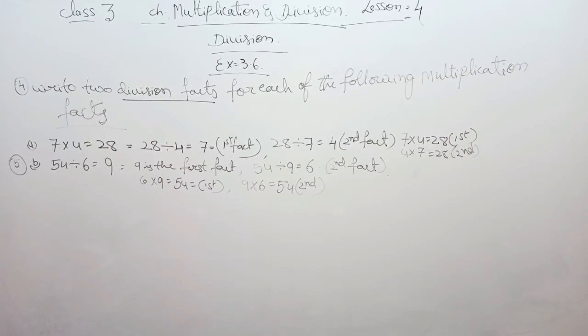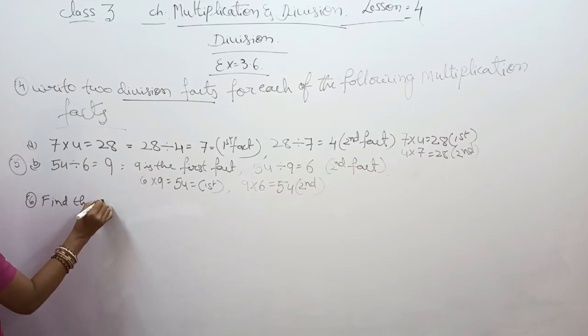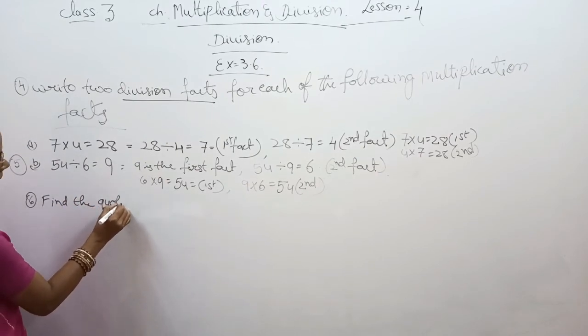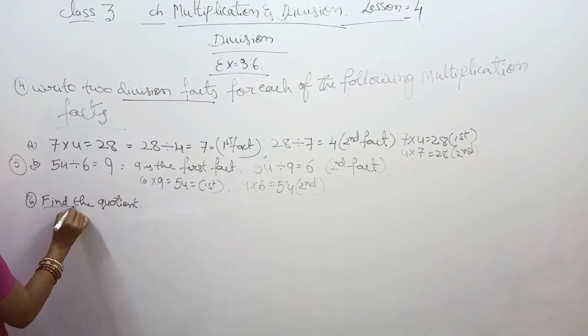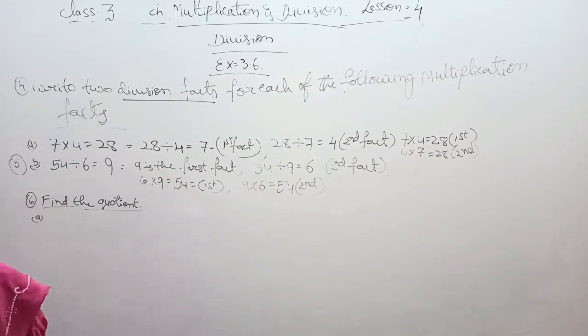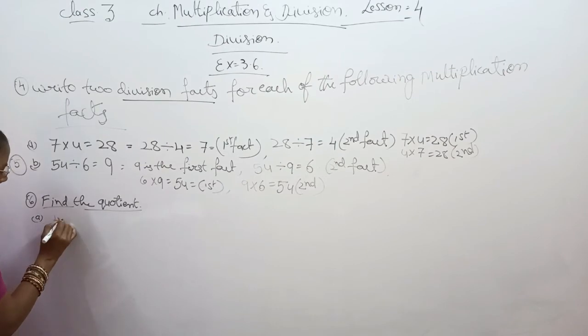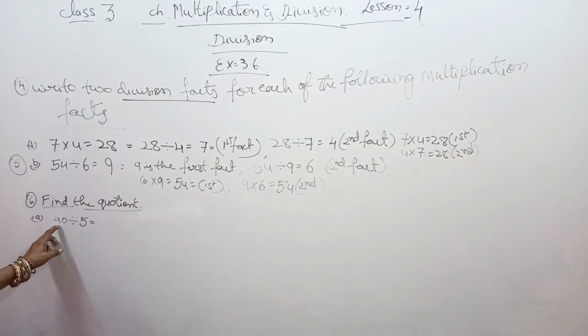Find the quotient. Question A is 40 divided by 5.